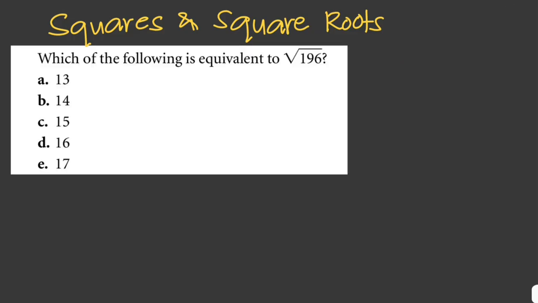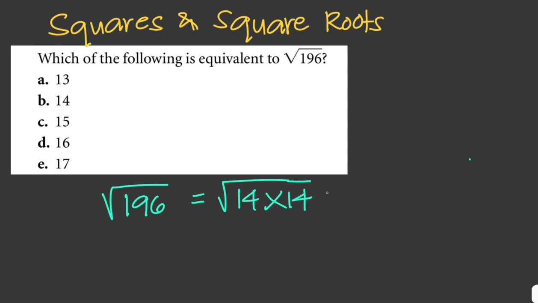Let's solve this problem. Which of the following is equivalent to the square root of 196? So what is 196? Is it a perfect square? 196 can be written as 14 times 14 or 14 squared. And the square root of 14 squared is just equal to 14. Therefore, the square root of 196 is equal to 14. So the answer here is letter B.